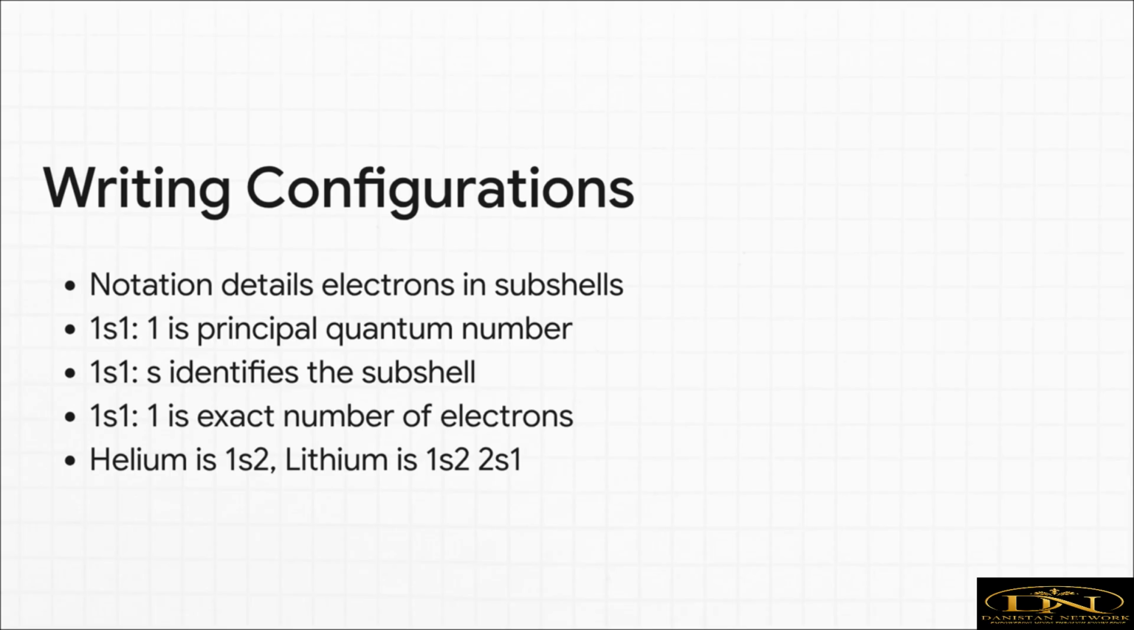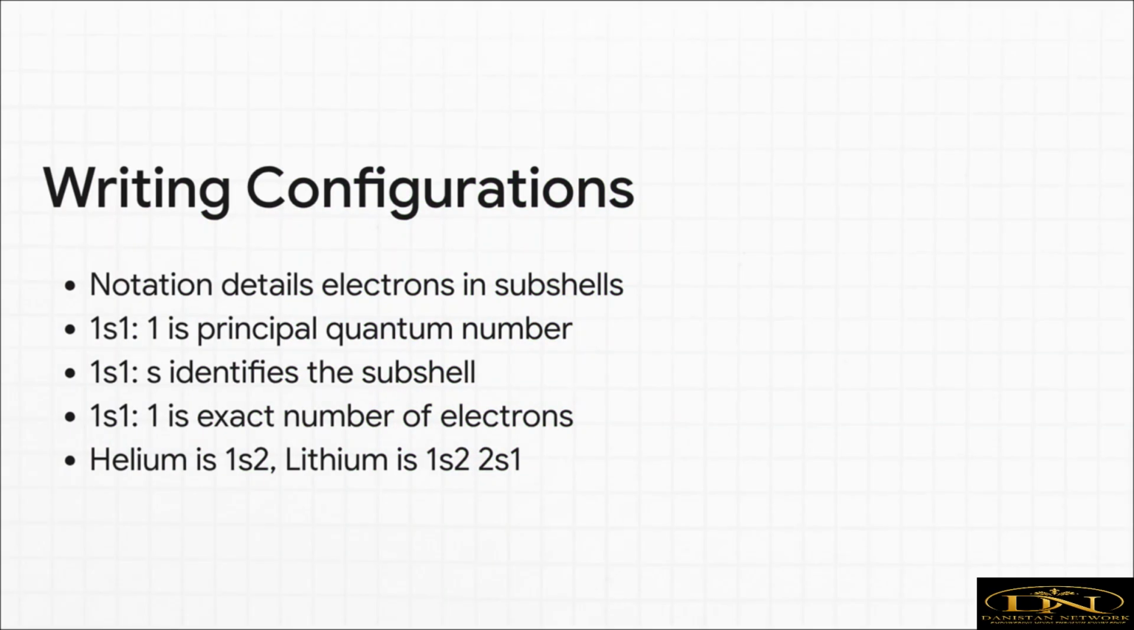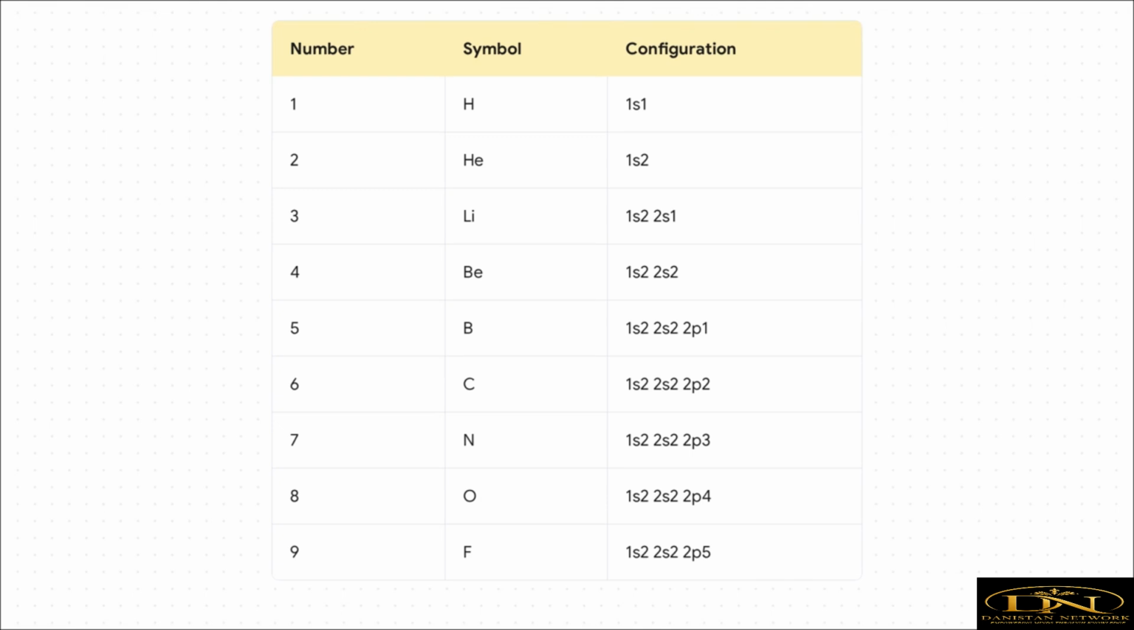We write that formally as 1s2. Lithium has 3 electrons. Since the 1s is completely full, that third electron is forced up to the next highest subshell. So we write lithium as 1s2, 2s1. You basically just add them one by one, constantly following that energy ladder. Let's move on and see how this builds.